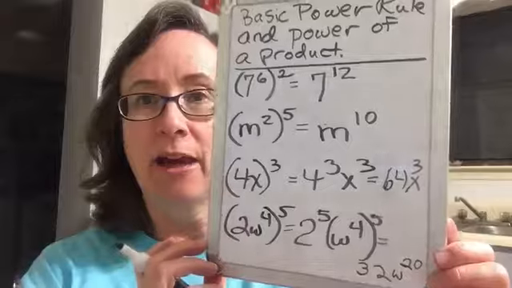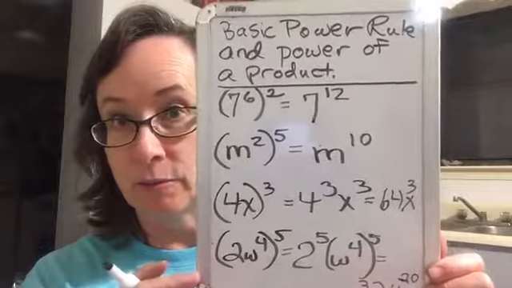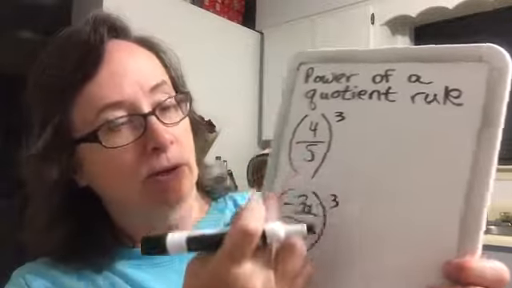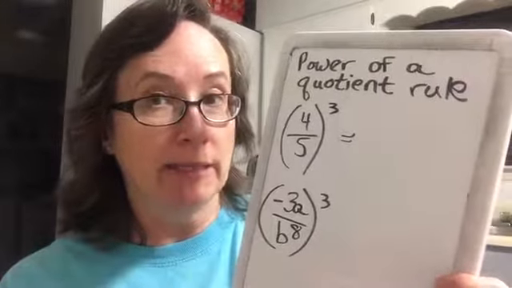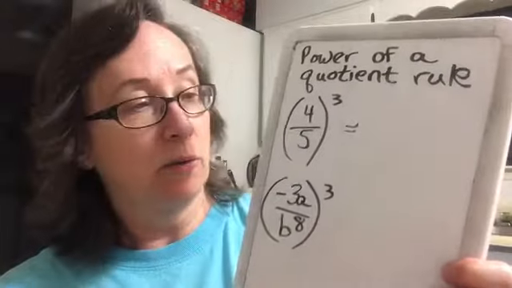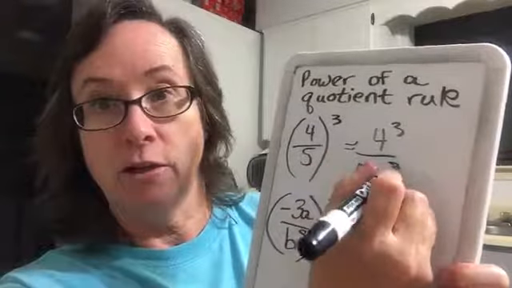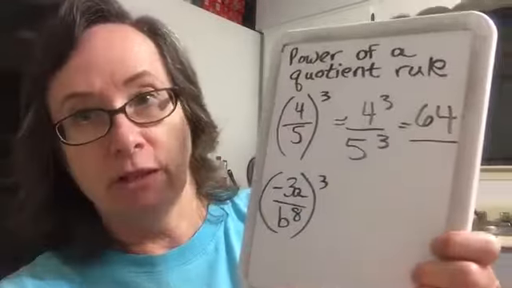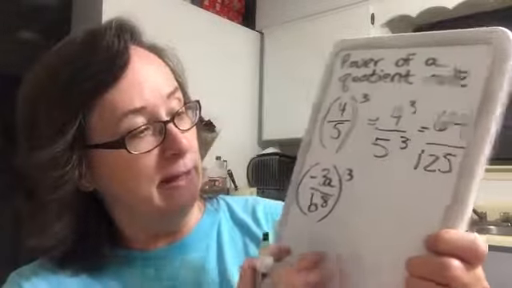All right, so that's the power rule and the power of a product rule. The next thing is the power of a quotient rule. So when we're dividing, we have a quotient raised to a power, then just like each part of the product got a power, each part of the quotient will get a power, and we will get 4 cubed over 5 cubed, which 4 cubed is 64, and 5 cubed is 125. Remember, 5 cubed is 5 times 5 times 5.